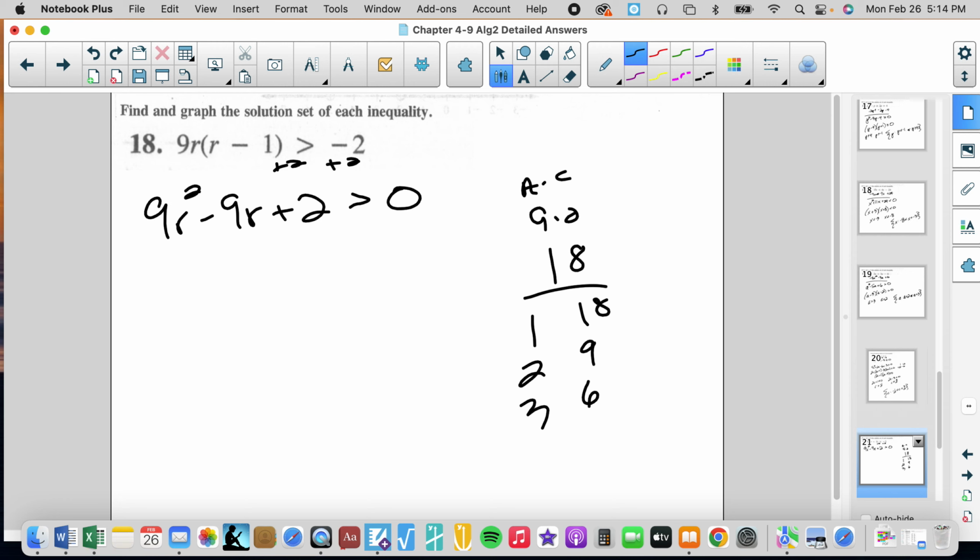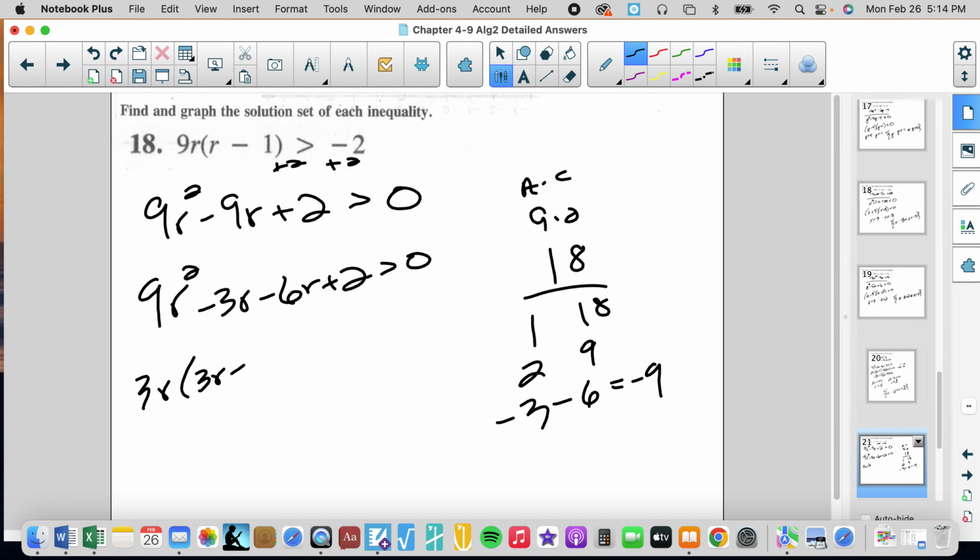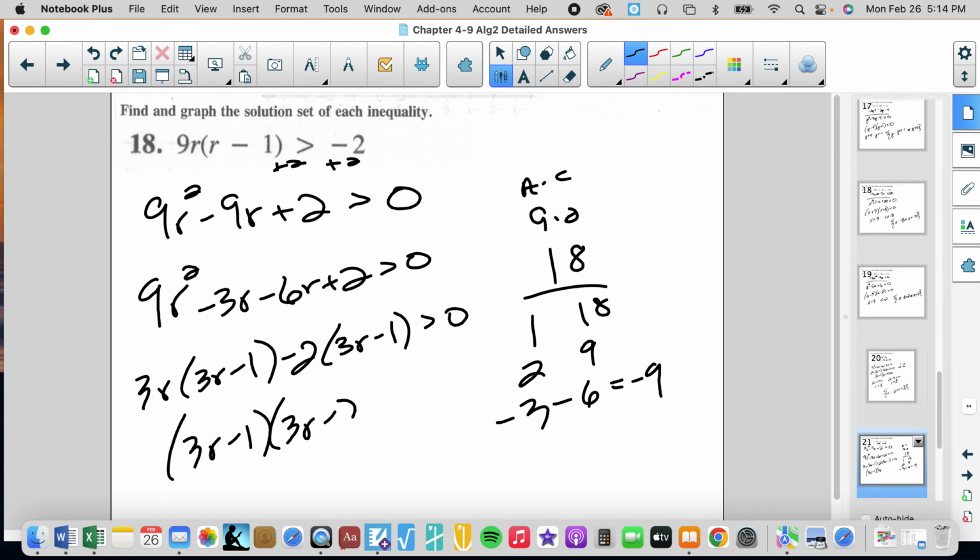Signs are the same. Both are negative. There's my negative 9. 9r squared minus 3r minus 6r plus 2 is greater than 0. Factor out a 3r, 3r minus 1. Factor out a negative 2, 3r minus 1. We get 3r minus 1, 3r minus 2 greater than or equal to 0.